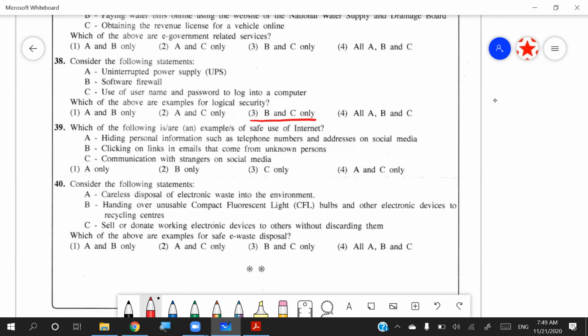So moving to the 40th question. Consider the following statement: careless disposal of electronic waste into the environment. Now, what is electronic waste? That is something you learned in the last lesson. Electronic waste means the goods that we are going to get rid of due to an outdated situation, old and obsolete, or due to a broken situation, and however, it is going to be an electronic thing, right?